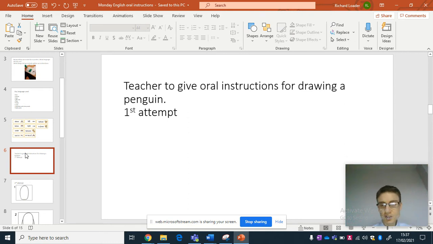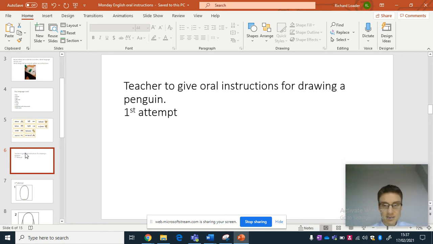Just before I do, one game that uses oral instructions is Simon Says. Simon Says, put your hand on your head. Simon Says, touch your toes. Simon Says, spin around. Simon Says, jump in the air. They're all oral instructions.